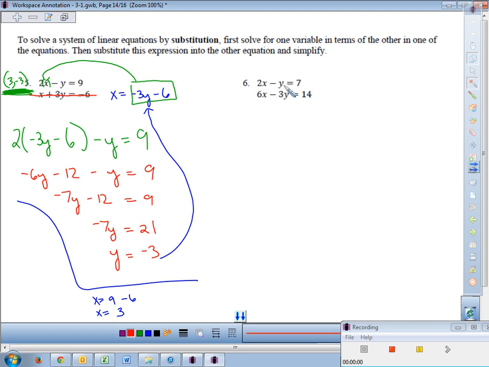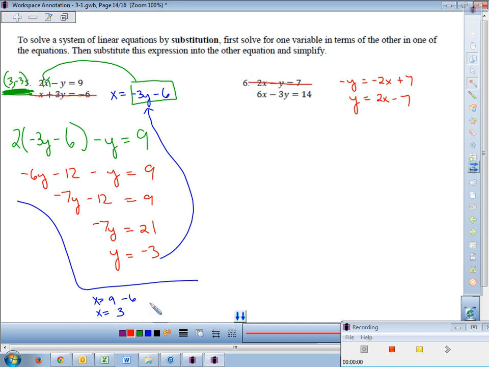So let's solve this one by substitution also. I'm trying to get a variable all by itself on one side of the equal sign. So this would probably be the best one, even though it's not a positive 1y, it's a minus 1y. So I will do this first. I'll have minus y equals minus 2x plus 7, because I subtracted 2x over. And now I know that y equals 2x minus 7, and cross this one out.